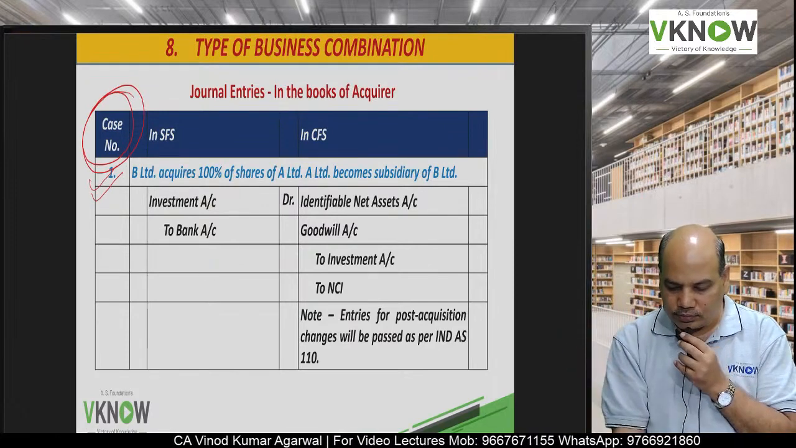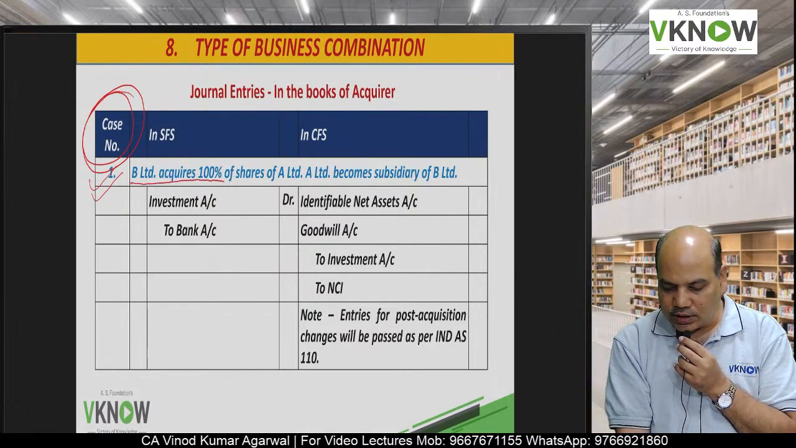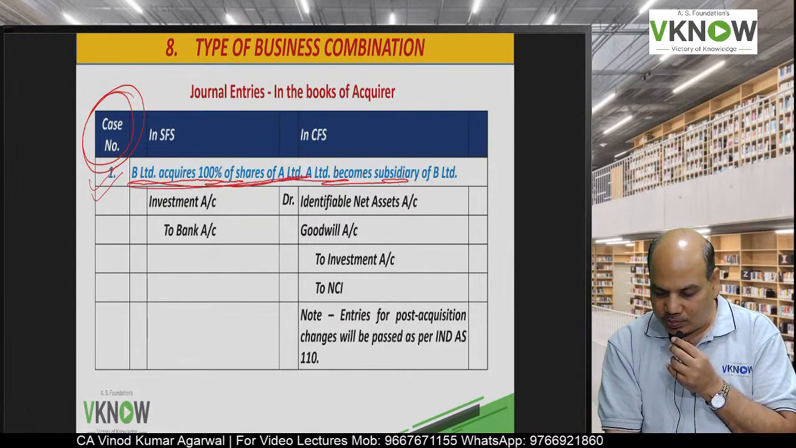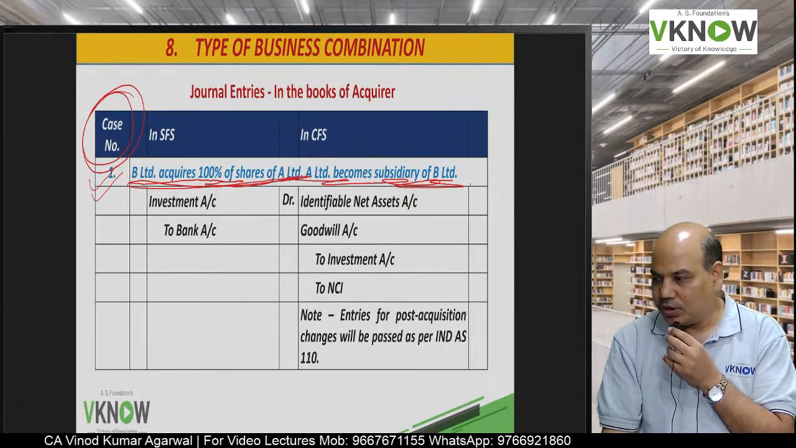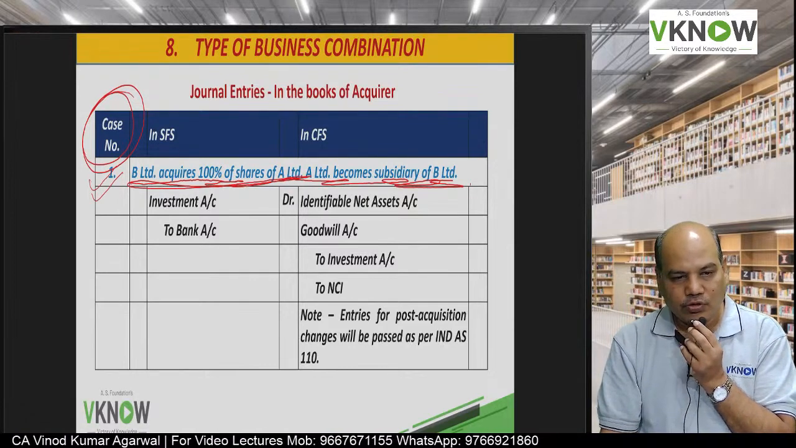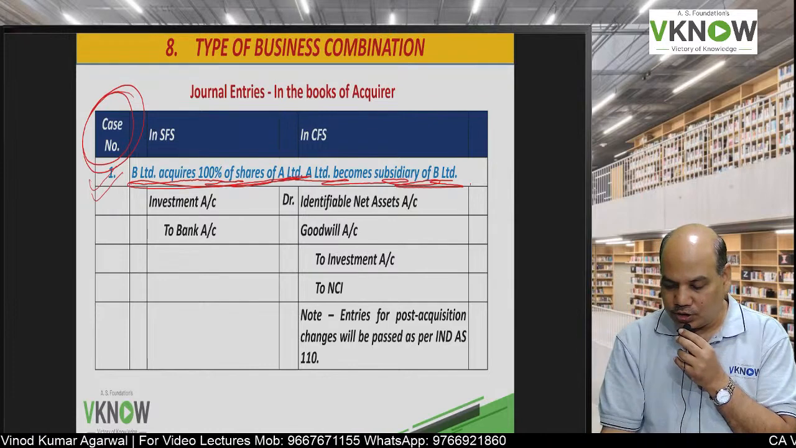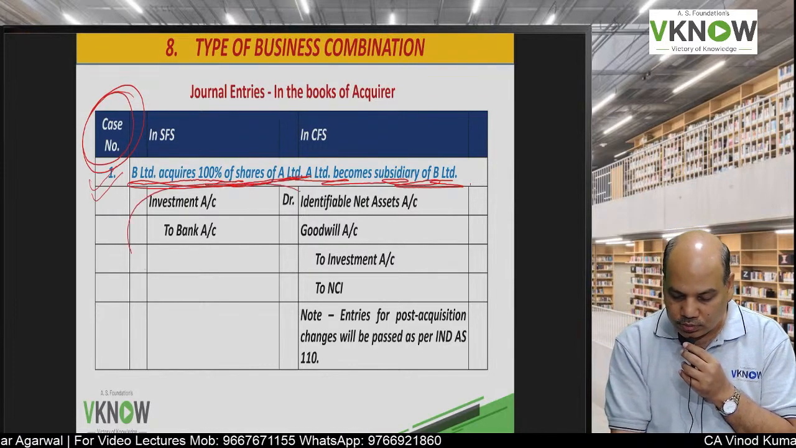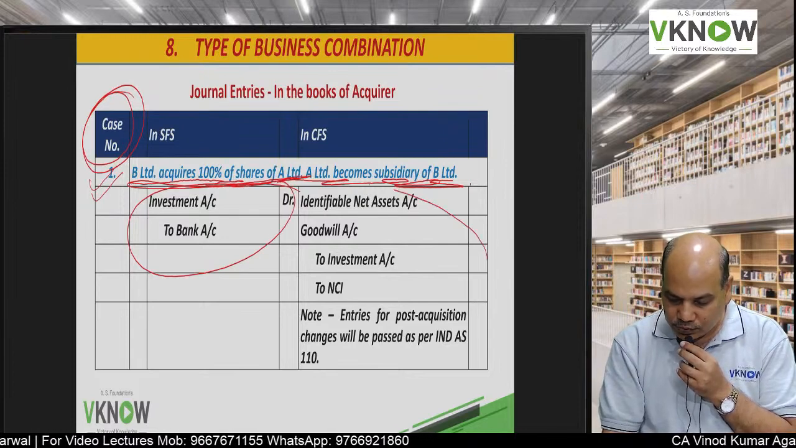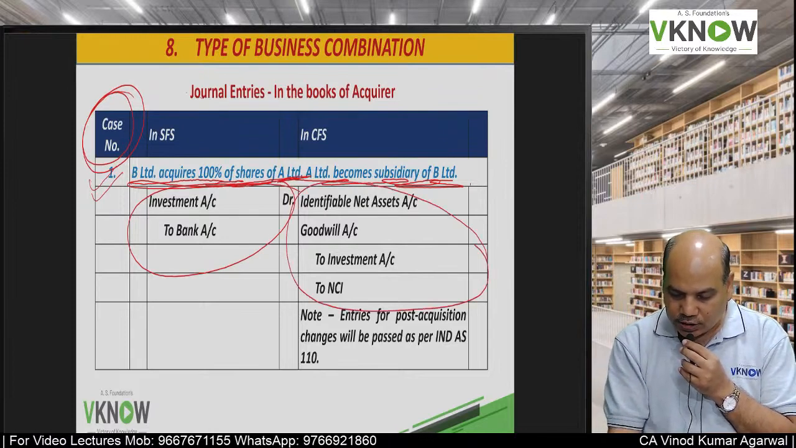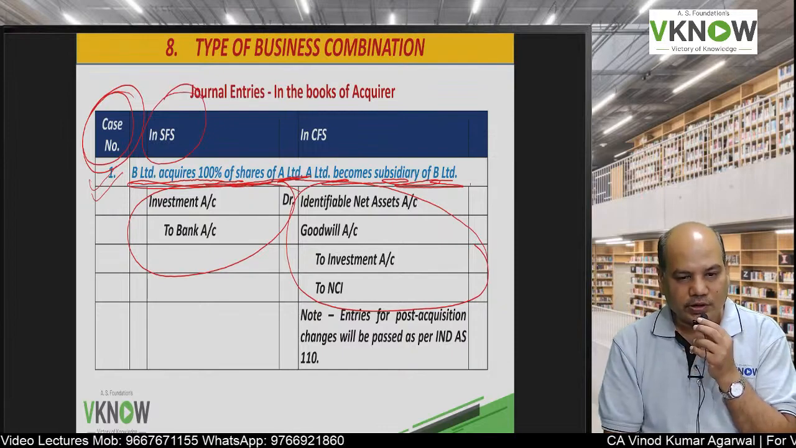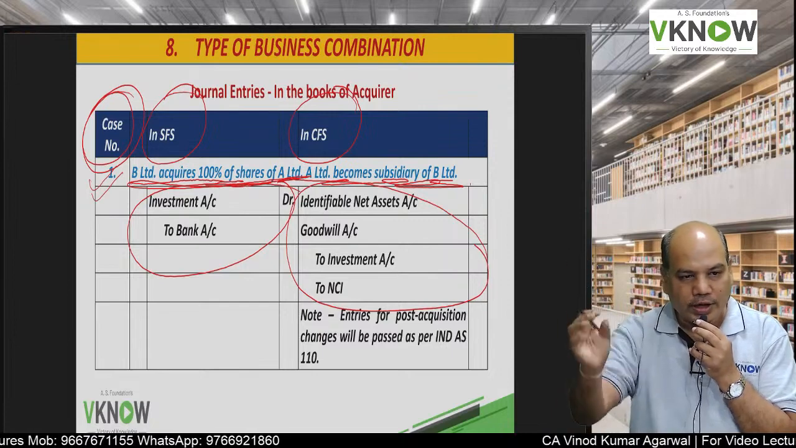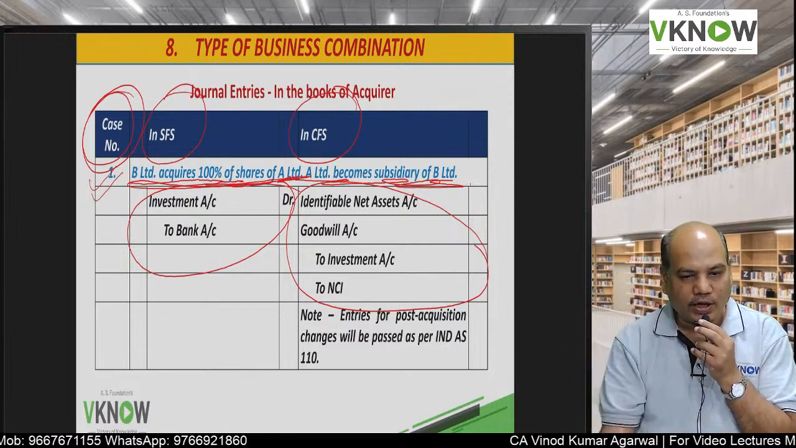First, case 1. B Limited acquires 100% of shares in A Limited, and A Limited becomes a subsidiary of B. So it is a case of 100% acquisition of shares in another company. Then you will find there are 2 entries, one on the left side, one on the right side. On the left side, the entry is in the separate financial statement, and on the right side, the entry is in the consolidated financial statement on the date of acquisition.